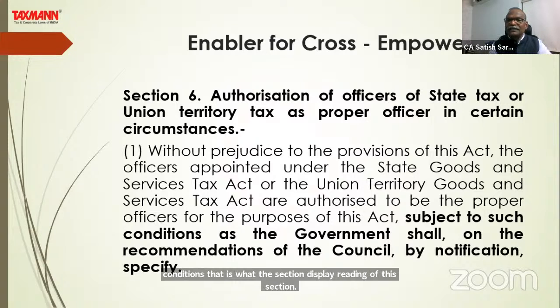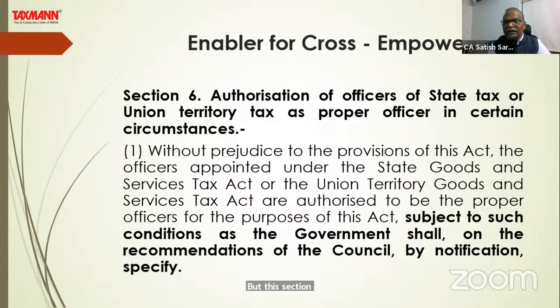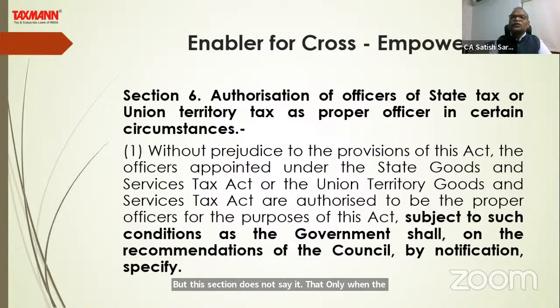But this section does not say that only when the conditions are there, then only the notification has to be issued. This was the interpretation taken by the council at a certain stage of their discussions. Let us go into the council minutes to examine how the council wanted to make the cross-empowerment.